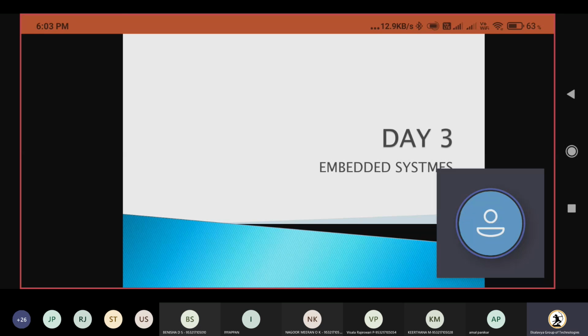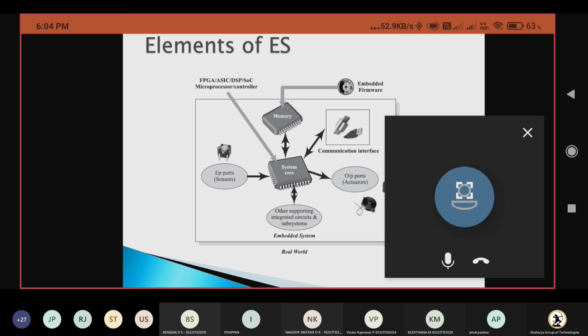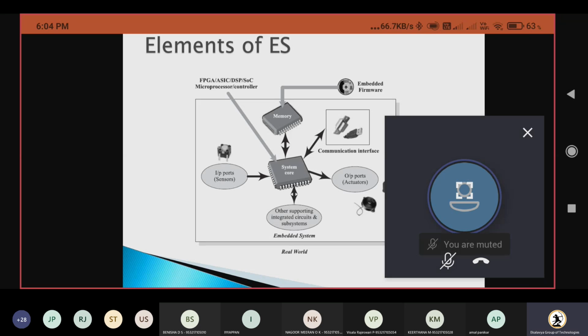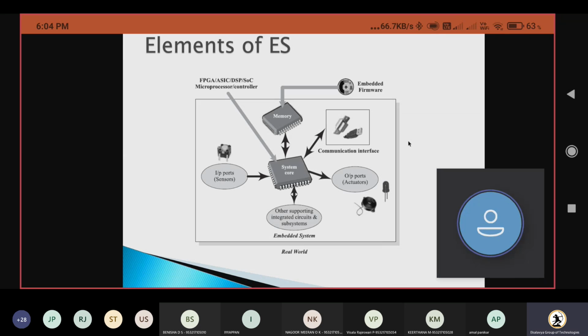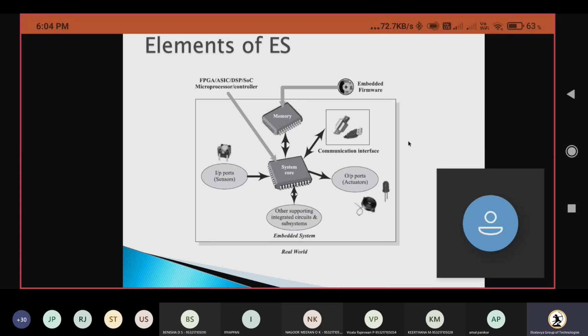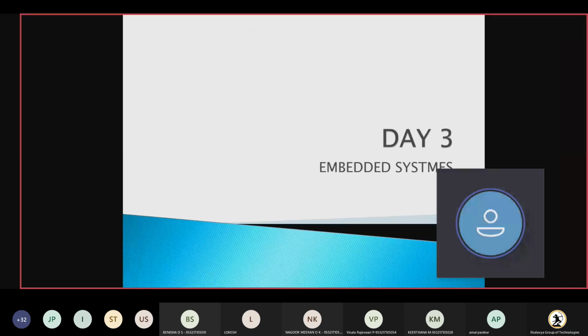Sir, please unmute yourself. Lokesh sir. Hello. Yeah, sir. Hello. Hello, okay, sir. Okay. Yeah.